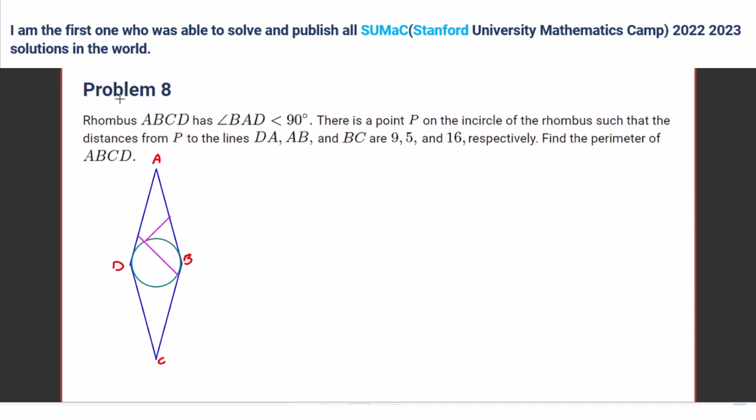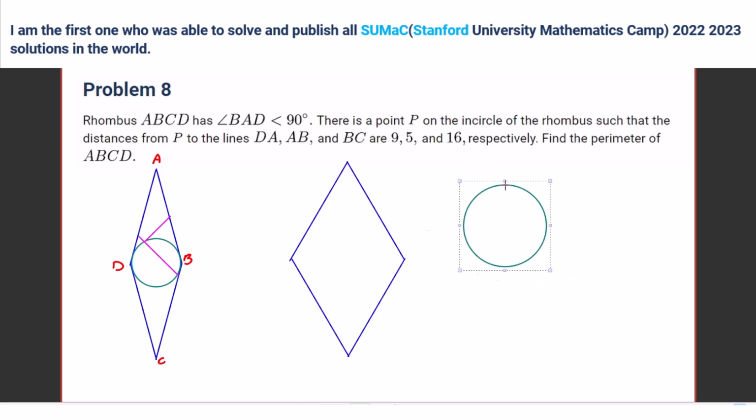So if we draw the incircle, here it is A, it is B, it is C, it is D. Because from BC and DA it is 16 and 9, this one is 25. And this one is 5.